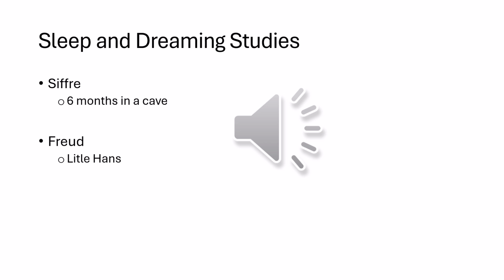The two studies for sleep and dreaming are quite straightforward ones to remember compared to some other studies we've done. So Siffre spent 6 months in a cave, so he had that removal of natural light. Lots of findings to talk about here in terms of isolation, but in terms of sleep and dreaming, his sleep-wake cycle varied from 18 to 54 hours.